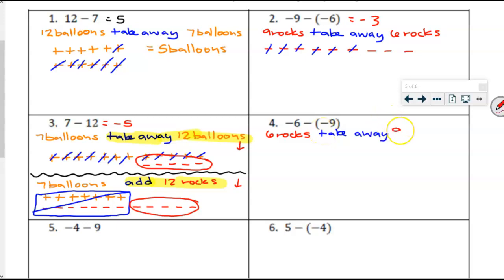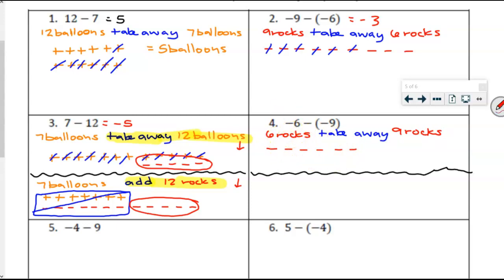9 rocks. And suddenly this problem, when I make that switch, it's not quite as simple as the last one, right? Because do I have enough rocks to do that? No. So again, let's do this 2 ways. I'm going to split this in half so I can do it 2 ways. The first one, where I draw my 6 rocks, 1, 2, 3, 4, 5, 6. I'm like, oh no, I don't have enough rocks.